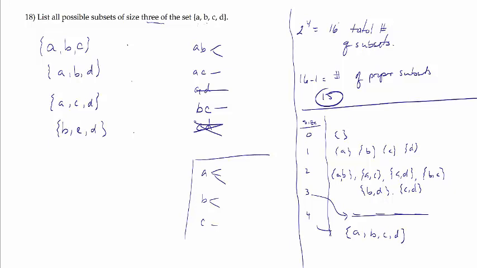Find the number of subsets, 2 to the n, in this case 16. The number of proper subsets is going to be 2 to the n minus 1, so in this case, 15. And again, when you're listing elements, find a nice systematic way to approach it.